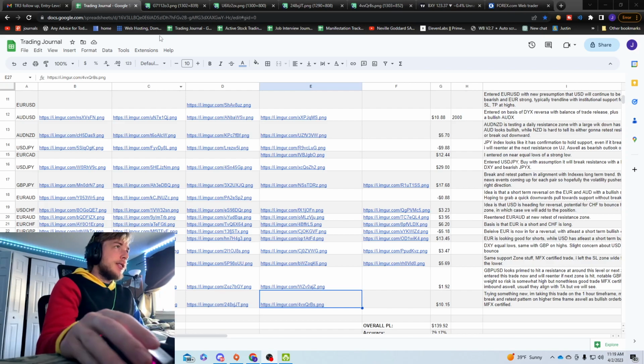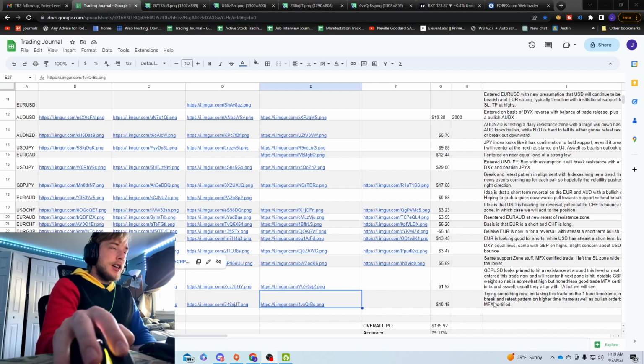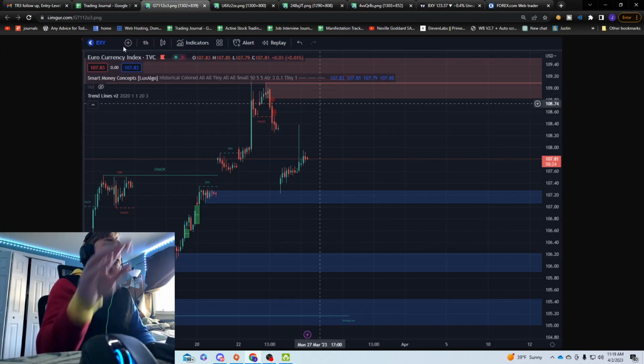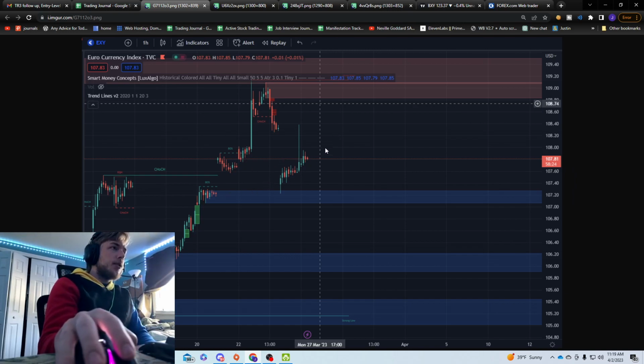So basically, what we took last week was a Euro USD buy. So let's take a look at the indexes. The Euro was looking like it was going up. It was in a little bit of an uptrend. It's probably going to head to that resistance zone, so that looks pretty good.